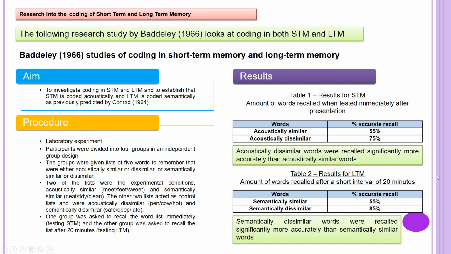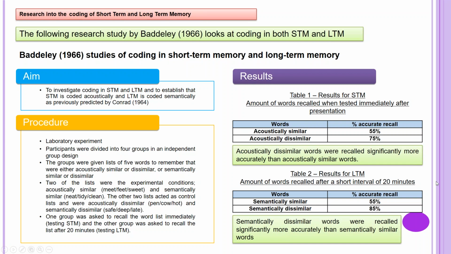The results are summarized in the tables on the screen. Table 1, results for short-term memory. The number of words recalled was tested immediately after presentation. So the words, acoustically similar, 55% accurate. Acoustically dissimilar, 75% accurate. Acoustically dissimilar words were recalled significantly more accurately than acoustically similar words.